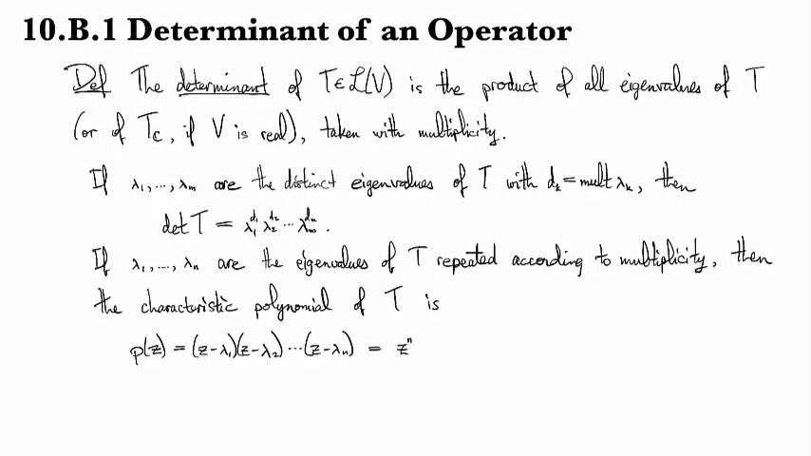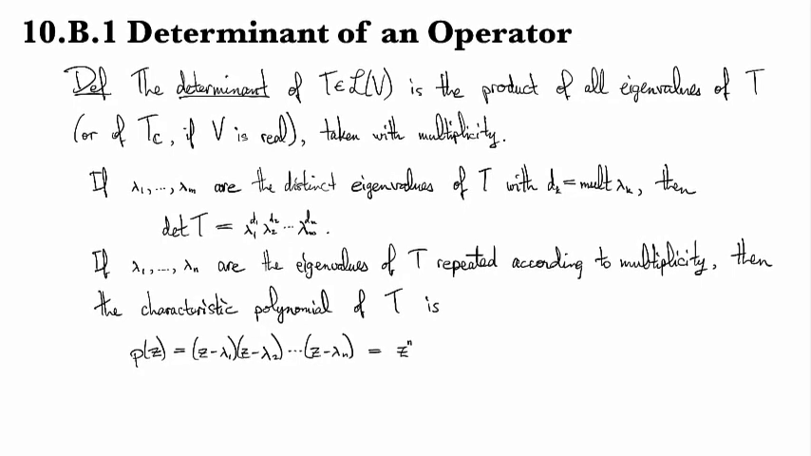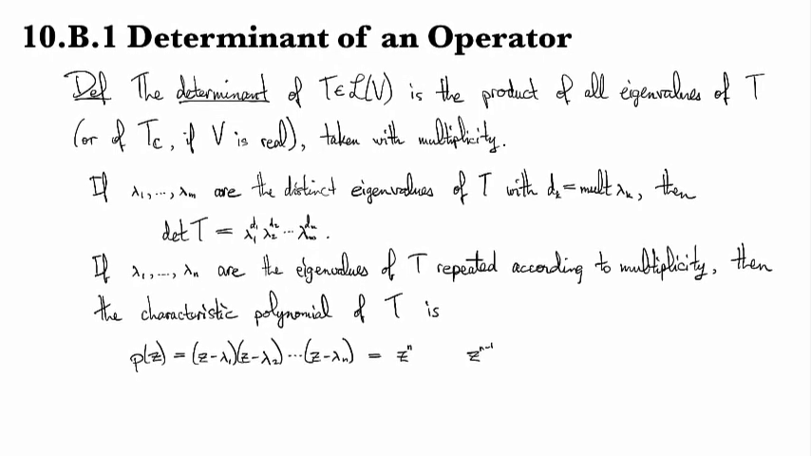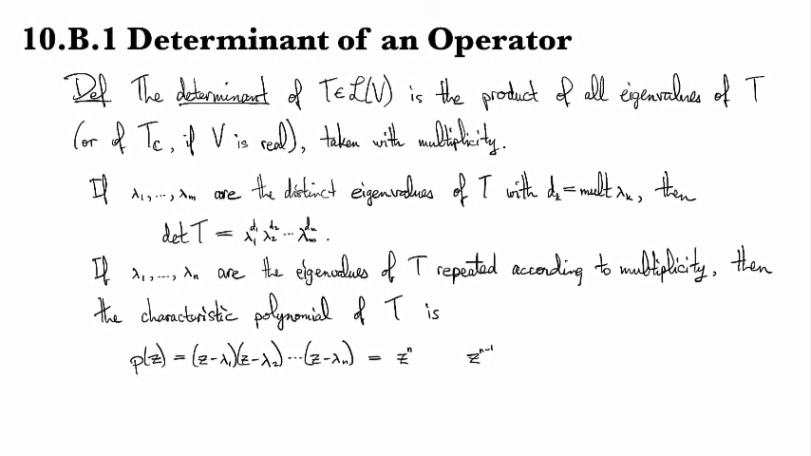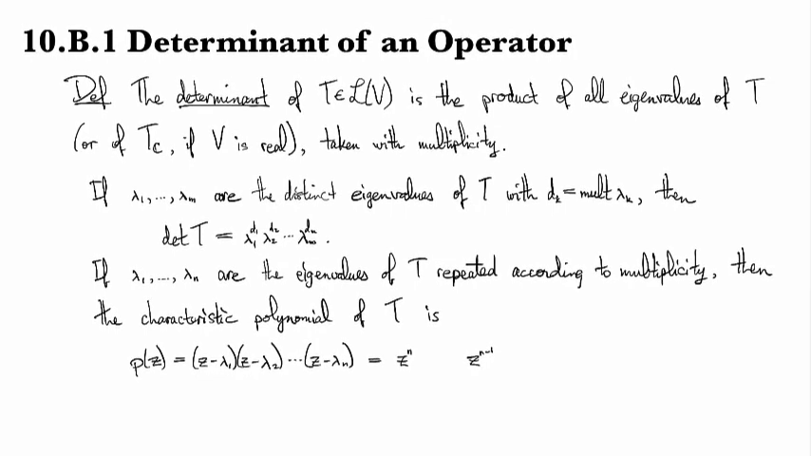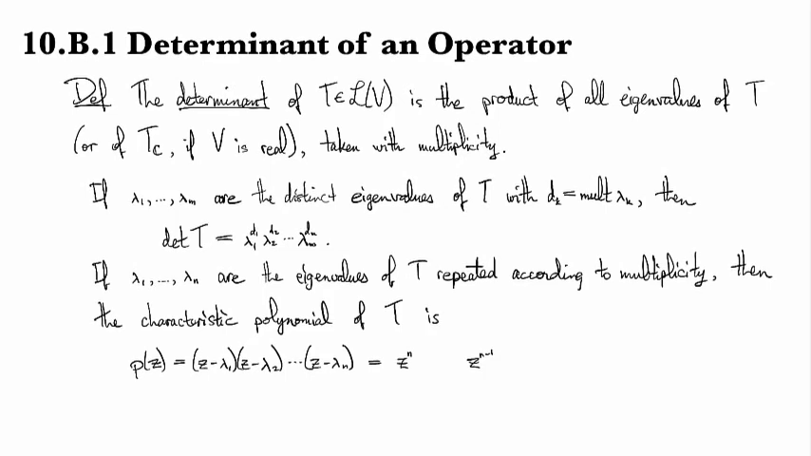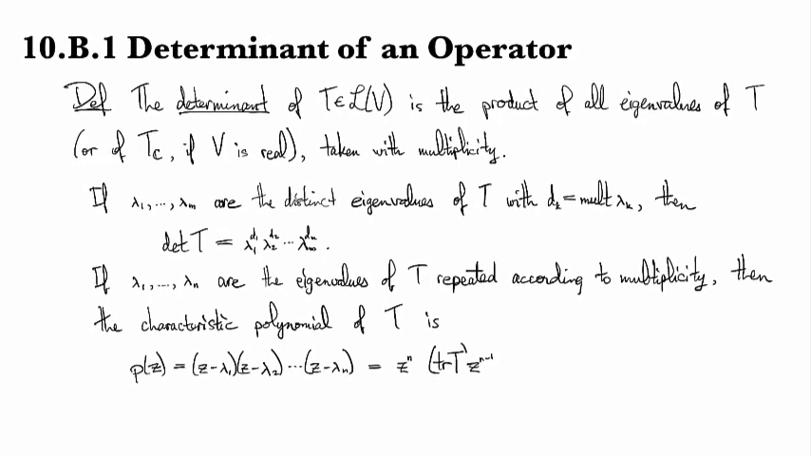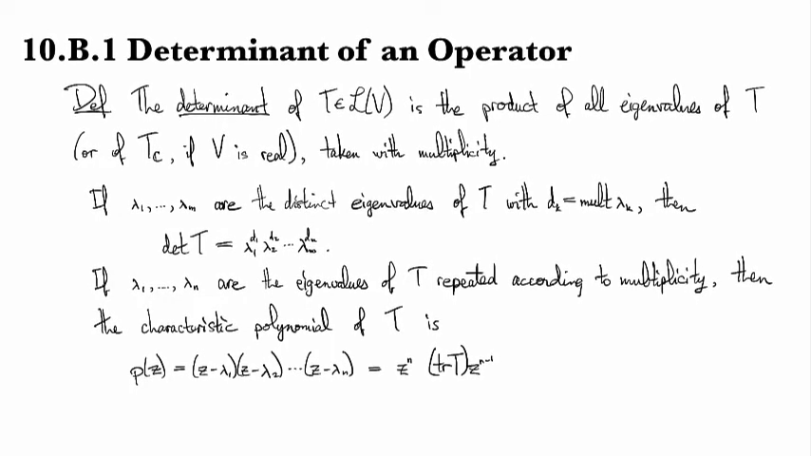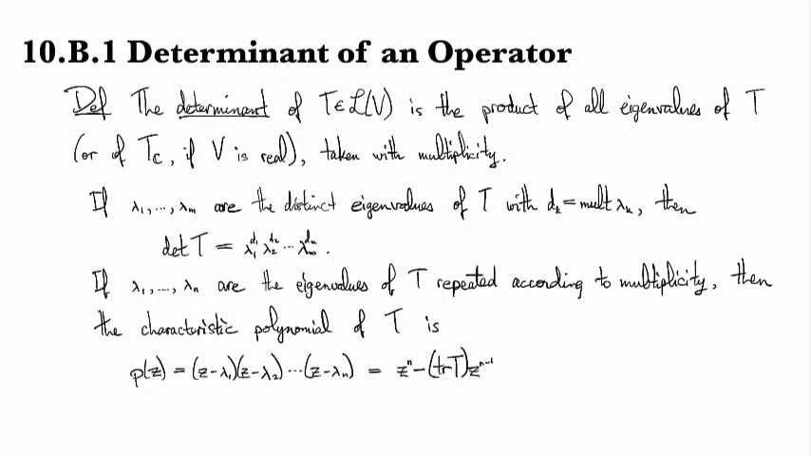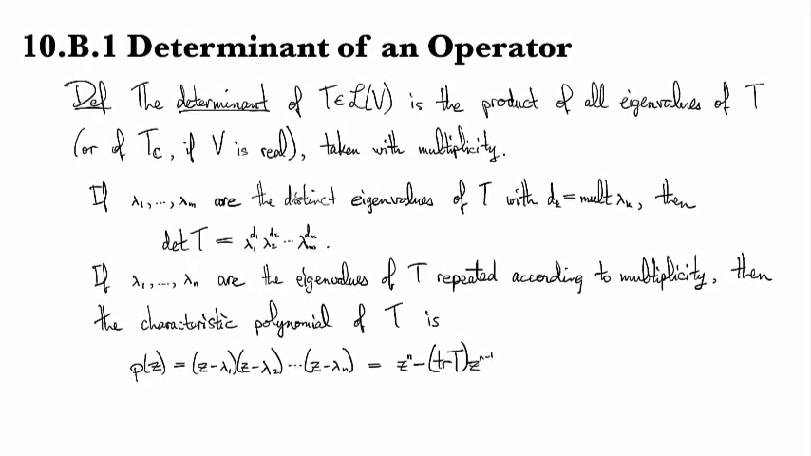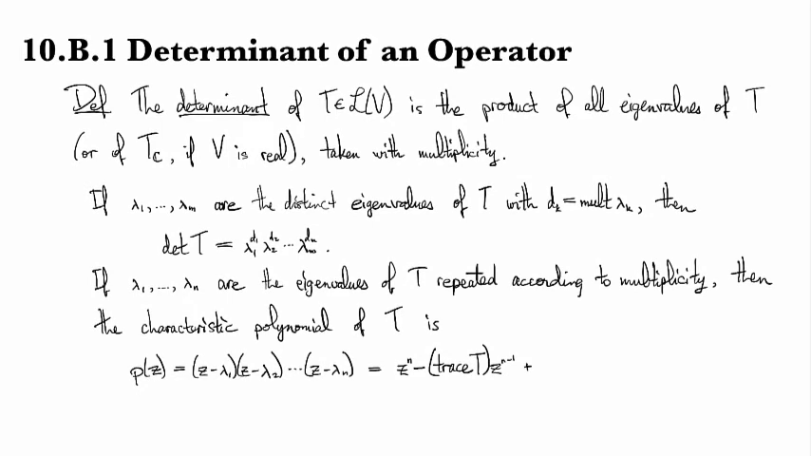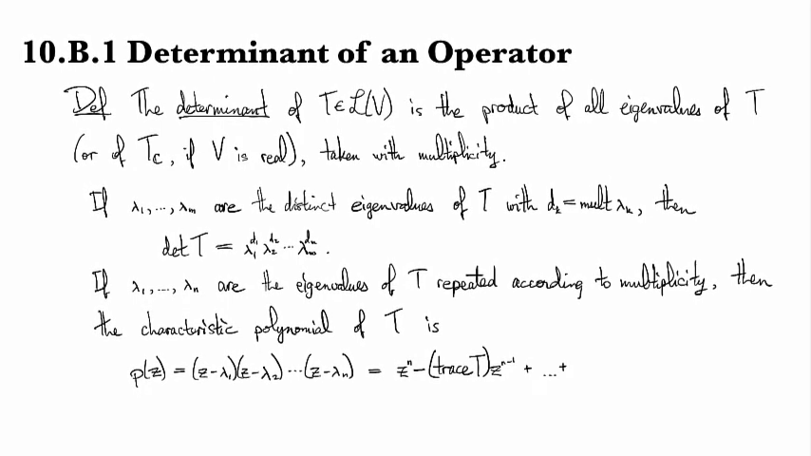And then when we look at the z to the n minus 1 term, the coefficient for that is going to be found by picking one of the lambdas from one and then z's from all the others. And so that ends up giving us just the trace of T. And that one lambda is going to bring a minus sign, so we end up with minus the trace of T. I was writing this as trace T before, so I'll continue with that. And then there's a bunch of other terms in between.